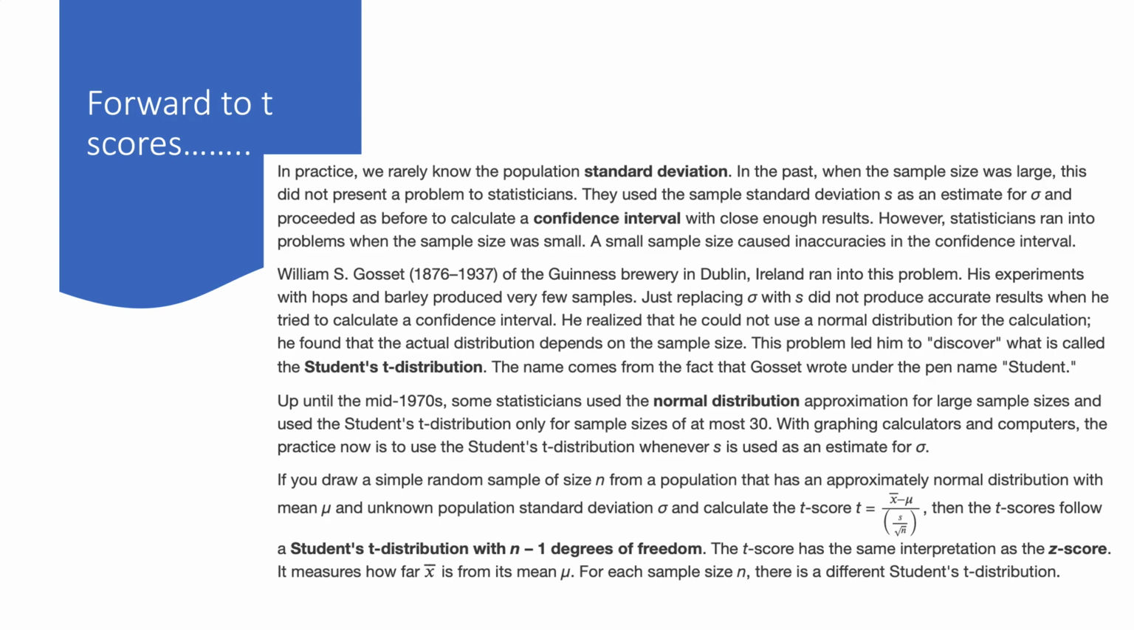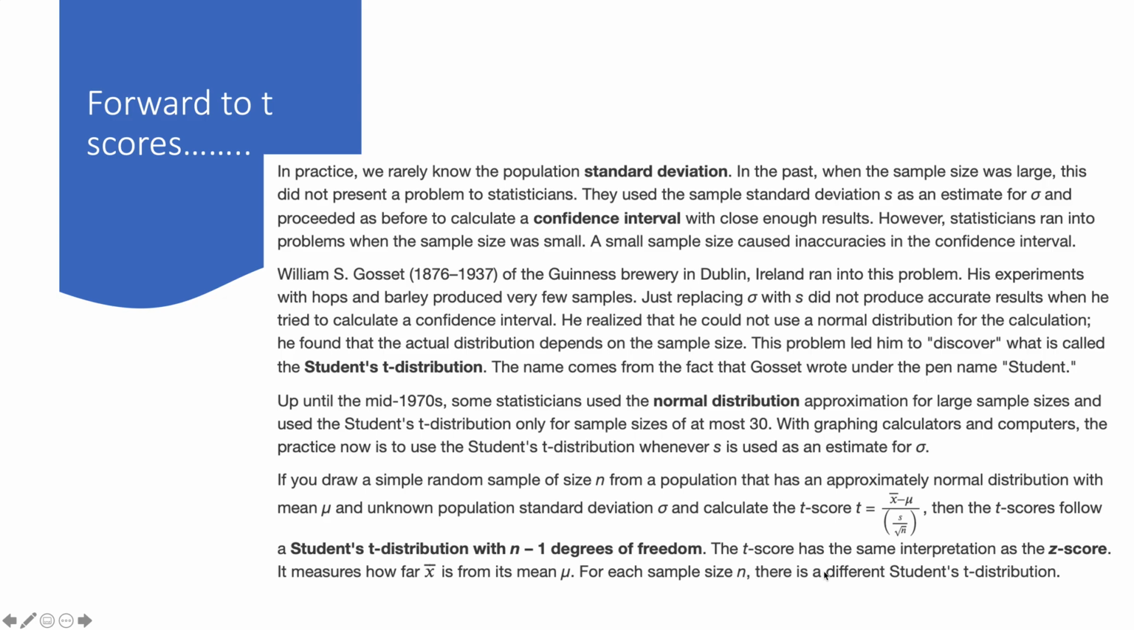If you draw a simple random sample of size n from a population that has an approximately normal distribution with a mean of mu and an unknown population standard deviation of sigma, and calculate the t-score, it is... Now that's the same formula that we always use, except because we're getting into means and everything, instead of putting the standard deviation on the bottom, we're putting the standard deviation divided by the square root of n. This is now the third time we've applied that. Then the t-scores follow a student's t distribution with n minus 1 degrees of freedom.